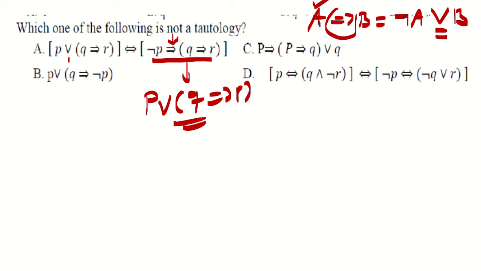This one and this one are the same. So if this true, true. If this false, false. So it's by imply. By imply means both must be the same truth value. So this is tautology. If you go to the next, P or the bracket Q implies negation Q means negation Q or negation P.